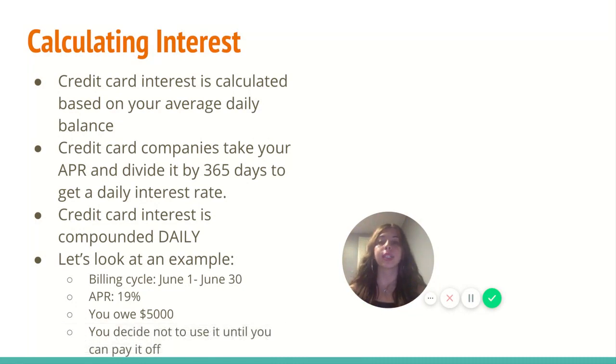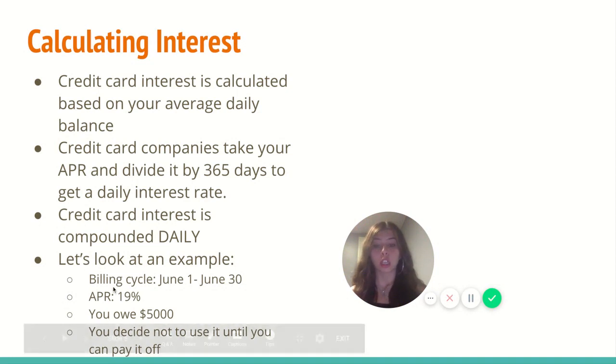So, credit card interest is calculated based on your average daily balance. Credit card companies take your APR and divide it by 365 days to get a daily interest rate. Credit card interest is compounded daily, not weekly, not monthly, and not annually. This is daily. So, an example would be your billing cycle, from June 1st to June 30th. Your APR is 19%. You owe $5,000.